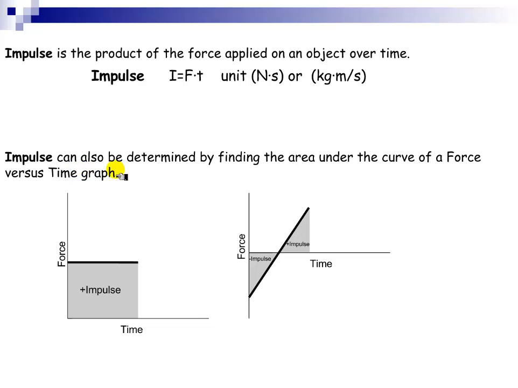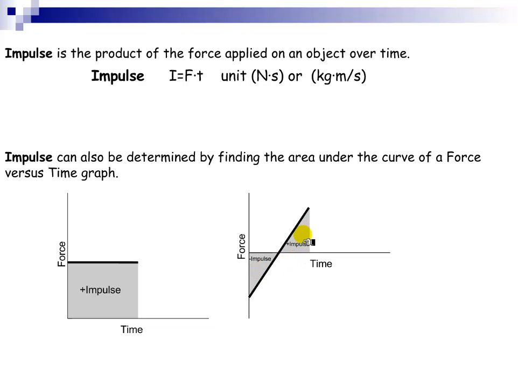So impulse can also be determined by finding the area under the curve of a force versus time graph. In this force versus time graph, the area below the line all the way down to 0 is the impulse. In this case, it's a positive impulse because it's a positive force times the time. If we get a diagonal line instead of a flat horizontal line, then the areas between the line and 0 become the impulse, and they're triangles in this case. This area of this triangle is negative because this is a negative force times the time.